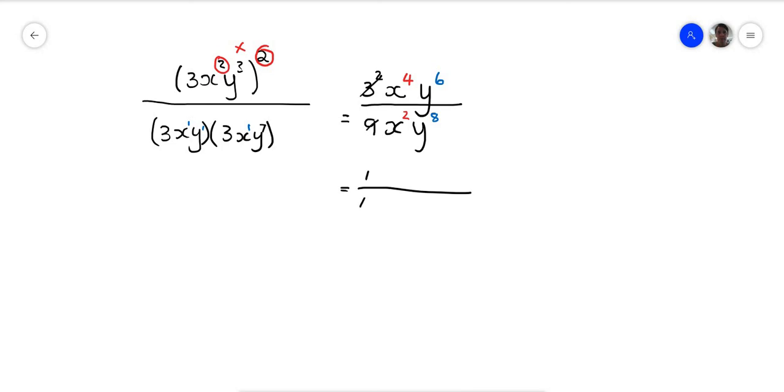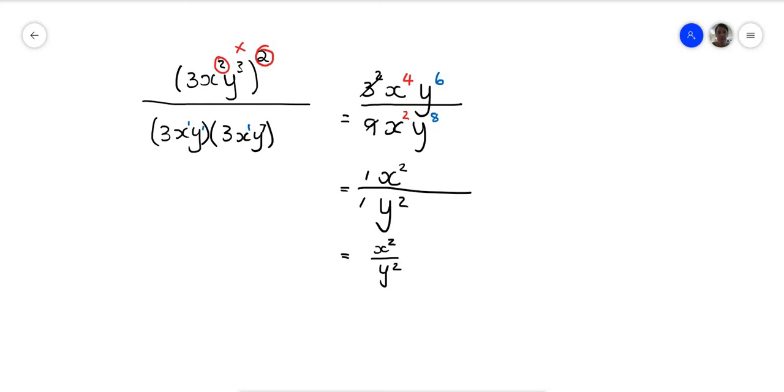Which is the biggest here? It's the top one. x to the power of 4 is the biggest. So I say 4 minus 2 is going to be 2. The y at the bottom is the biggest, so I leave it there. And then I say 8 minus 6 is 2. And there's my answer: x squared over y squared.